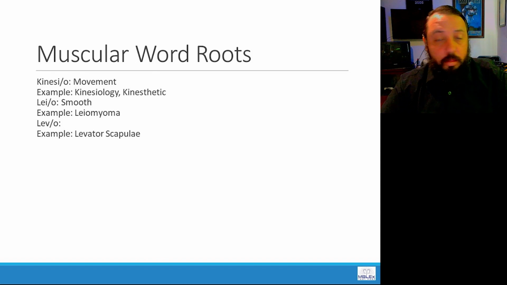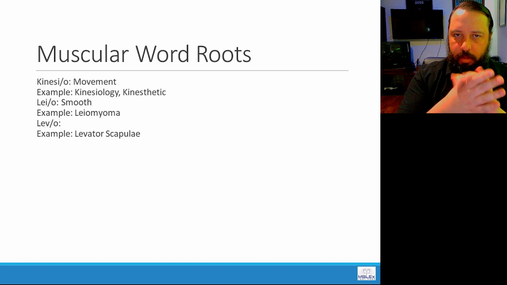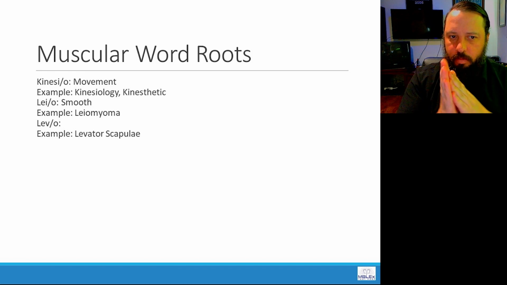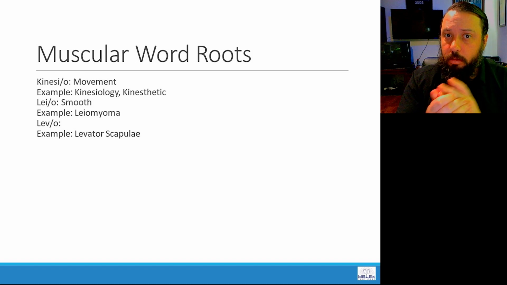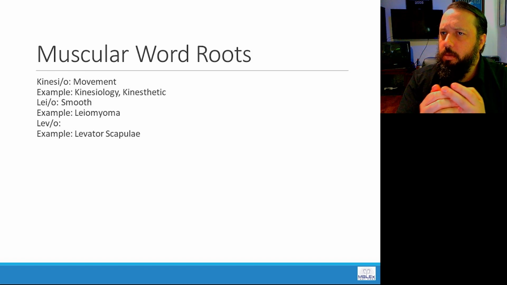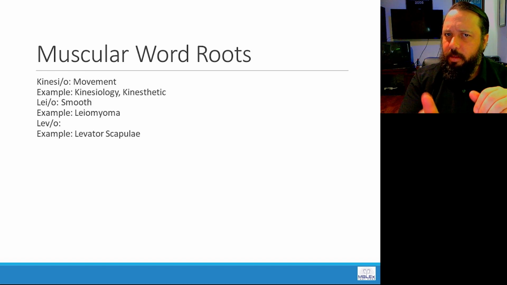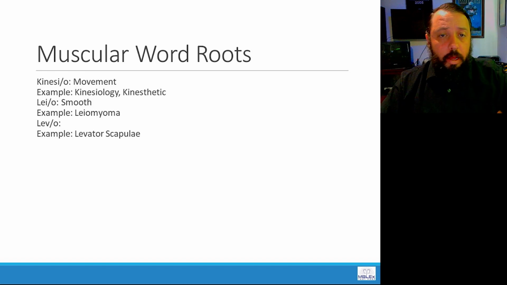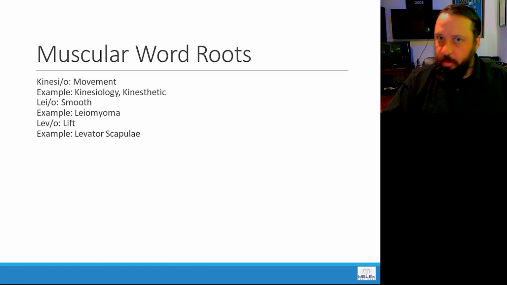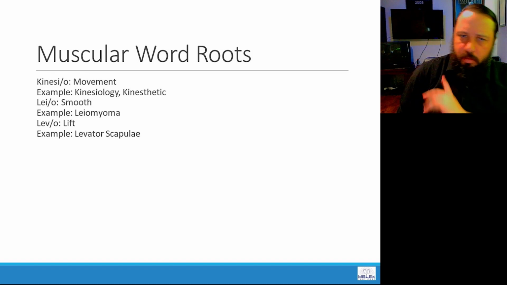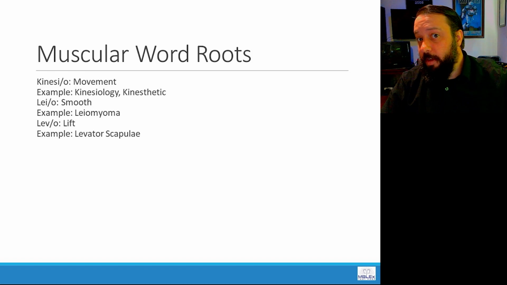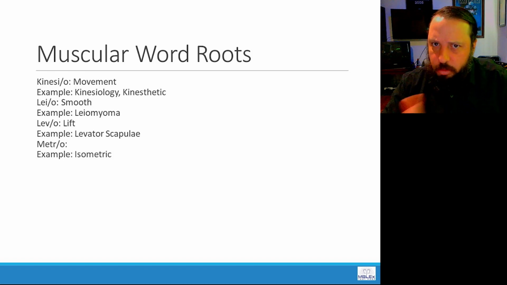Okay, what about levo? Like levator scapulae. What about levitation? That's a good everyday example. What about elevator? Levator, elevator. What do elevators do with people? Start on the ground floor, you get an elevator, and it lifts you up to another floor, right? Levo means lift. Think levitation, lift it off the ground, right? Levator scapulae lifts the scapula up, elevates the scapula. So levo, lift.